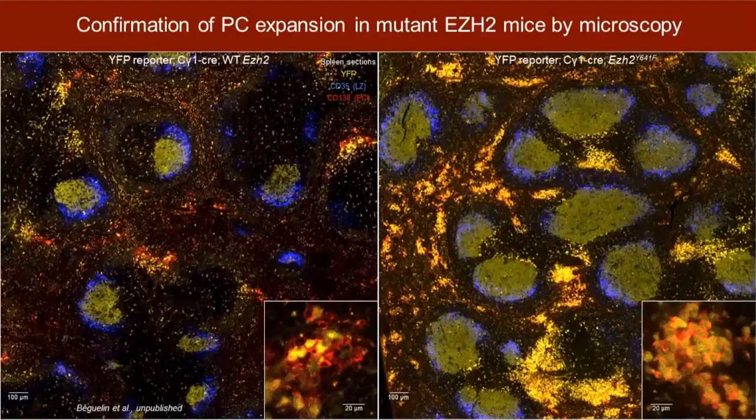We confirmed the expansion of plasma cells in mutant EZH2 mice by immunofluorescence confocal microscopy of spleen sections. The bright YFP cells outside the follicles are plasma cells that we stained with CD138 in red.